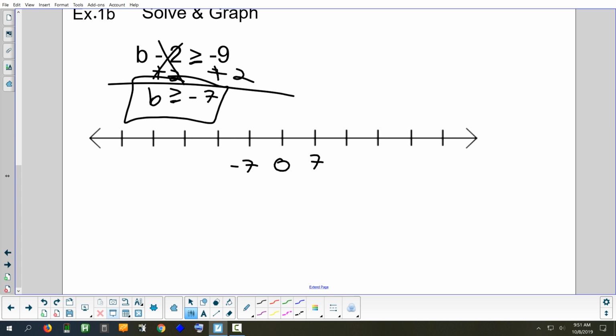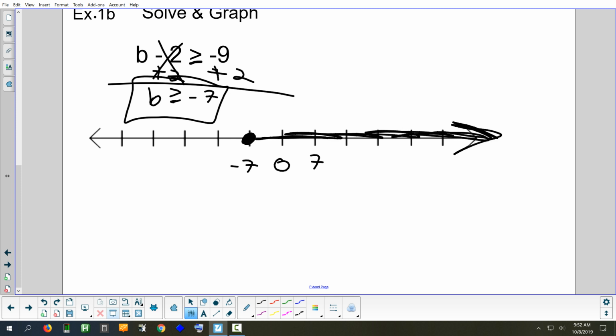Gianna, what kind of circle on this one? Closed. And Stephen, what number is it going to be on? -7. Perfect. So closed circle on -7. And Olivia, which way do I shade? To the right. Right. Okay. Everything that's greater than or equal to -7. Greater numbers are to the right. These are bigger numbers than -7.